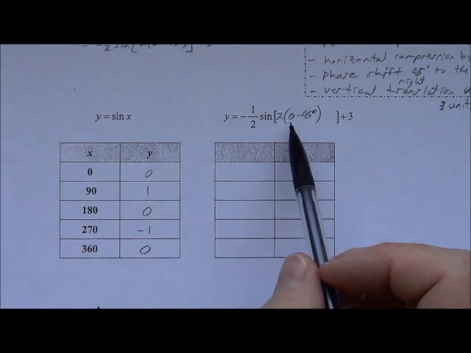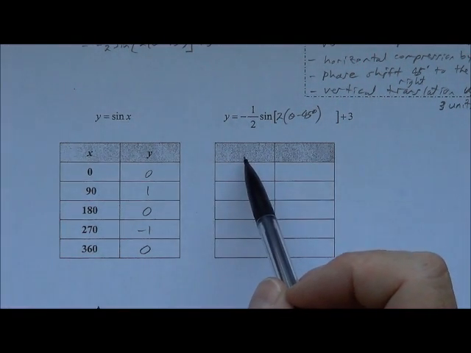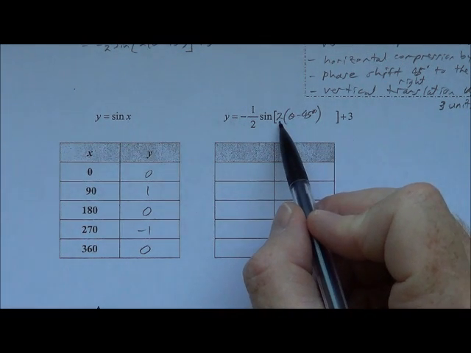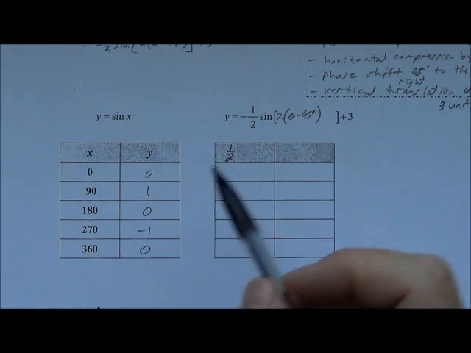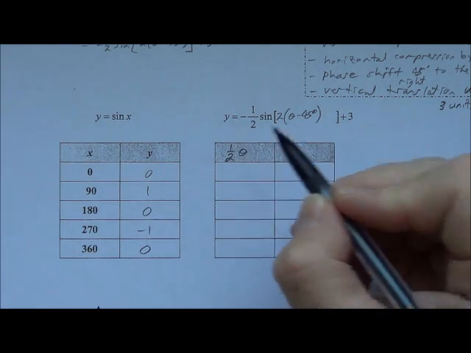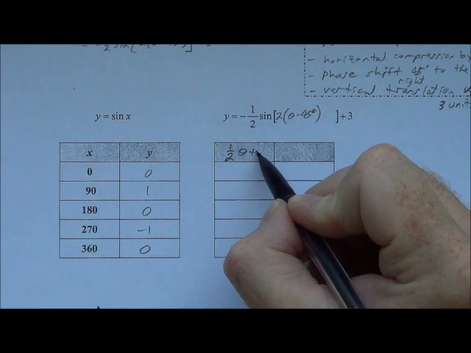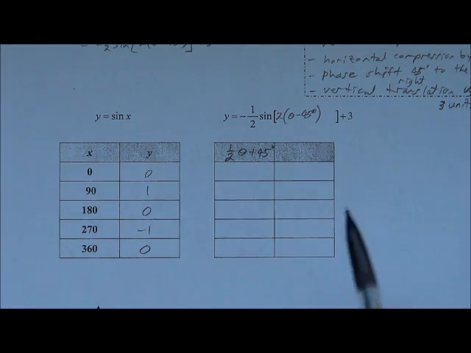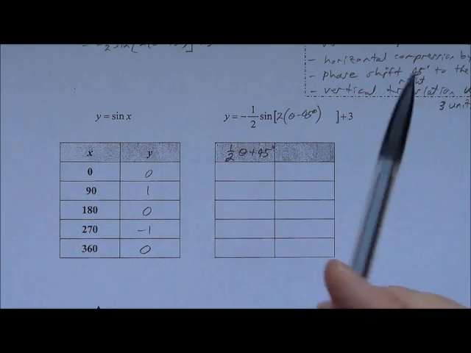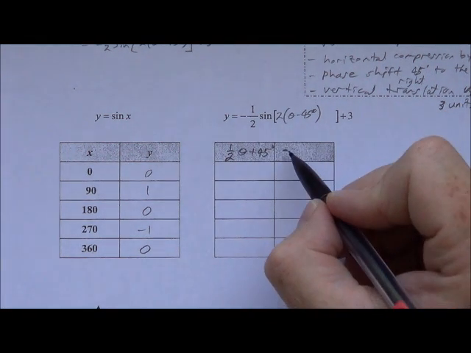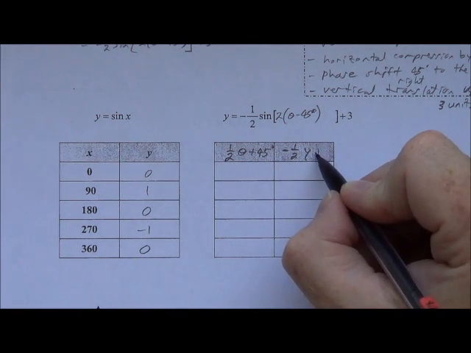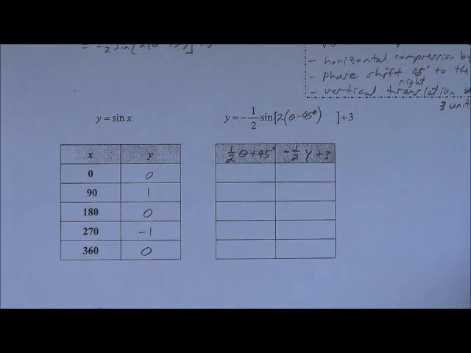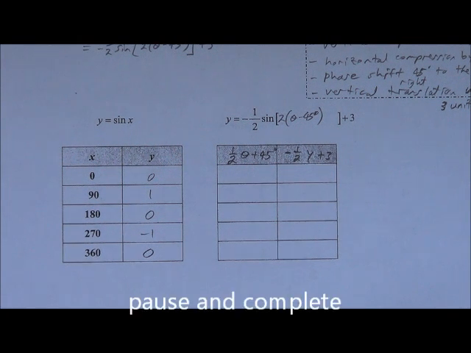And then we need to work on the horizontal transformations. So that's going to be a horizontal compression, so that means that we're going to be taking all the x values and dividing by 2, all the theta values, and then we're going to be adding 45 degrees to those. And then for the y values, we're going to be multiplying them all by -1, then by a half, and then adding 3. Okay, so pause the video please and make all those calculations.